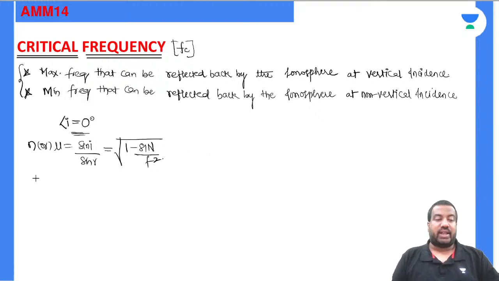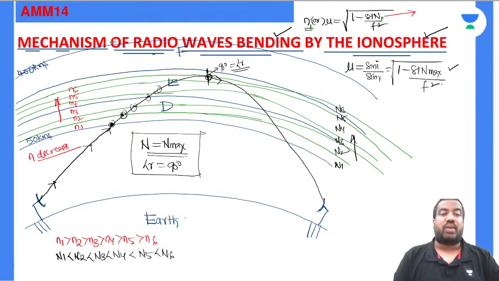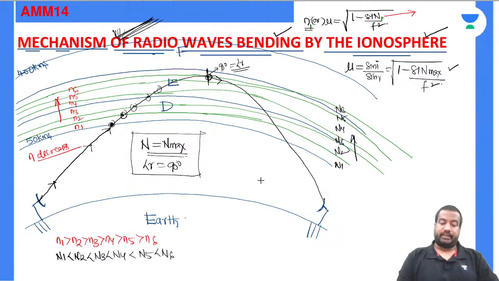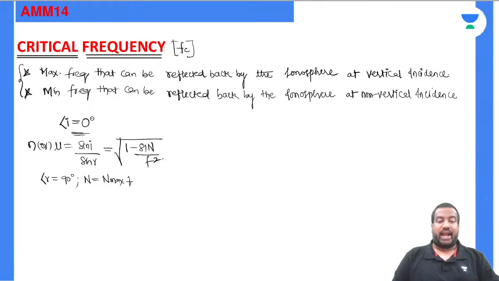Trying to substitute the conditions. The wave needs to come back. What should be the angle of refraction? 90 degrees. How much should be the n value? What is the n value at the point from where it is coming back? N is n max. That's why this is very important. How did you get these two conditions? From the previous derivation. That's why understanding the mechanism of radio waves bending by the ionosphere is very, very important. N is n max.